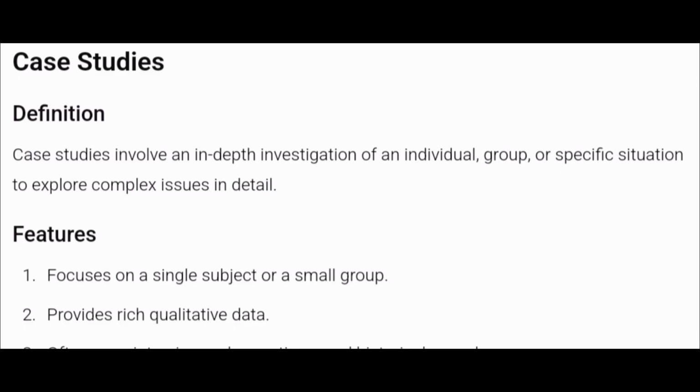So now let us come to case studies definition. Case studies involve an in-depth investigation of an individual, groups, or specific situation to explore complex issues in detail.